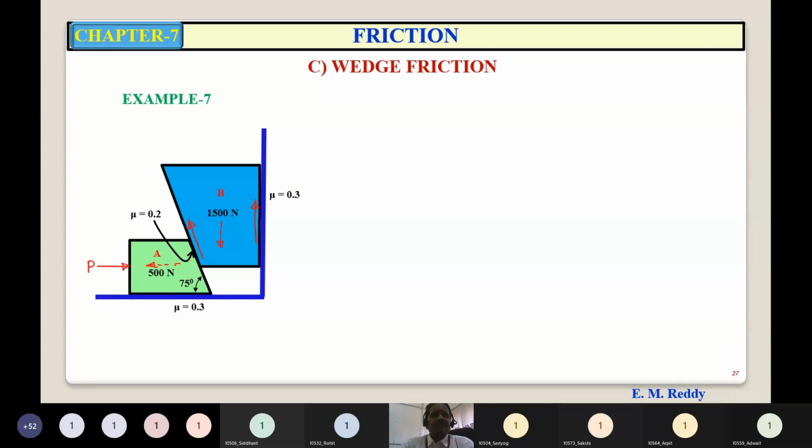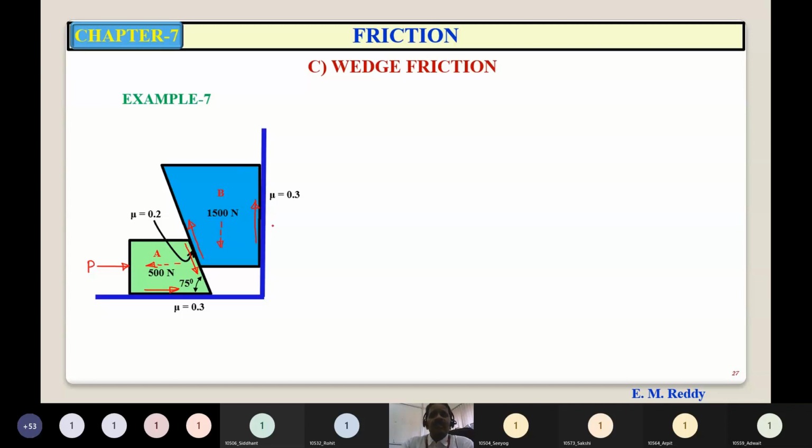Now, when you see block A, it is impending towards left. So the direction of friction force near the horizontal surface is towards right. Whereas between A and B, near this surface, it is downwards. When two surfaces are in contact, the friction force will act in the opposite direction at both the surfaces, having the same magnitude to maintain equilibrium, right? So for B, if it is acting upwards up the plane, for A, the same magnitude of the friction force will act down the plane.